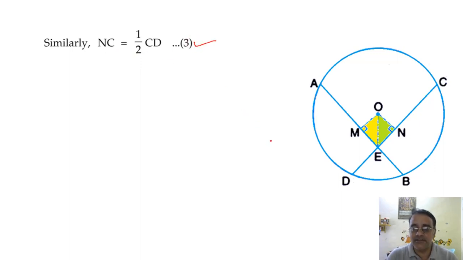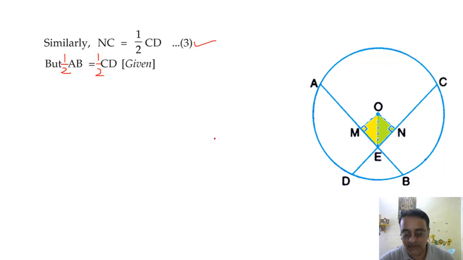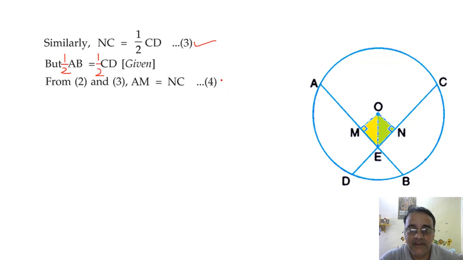Now already in the statement of the question, it is given that AB is equal to CD, right? So half of AB and half of CD will be equal. That means AM is equal to CN. Let it be equation number 4. Up to here, any doubt? Okay.